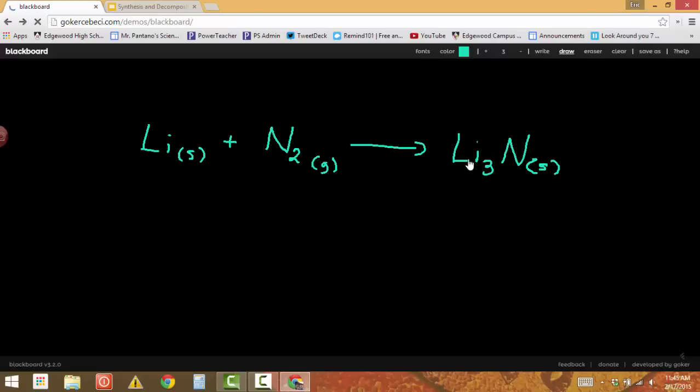Now, I need to balance this. I have 3 lithiums and 1 nitrogen, so that means I have to put a 2 here to get the nitrogens to balance, and that gives me now 6 lithium, so I'll put a 6 in front of the lithium. So 6 Li plus N2 goes to 2 Li3N. That's our synthesis reaction, 1 product over here. Yes, you can have a coefficient that's not 1, but there's 1 formula over here. Okay, let's do the next one.